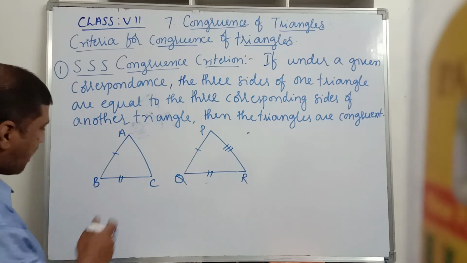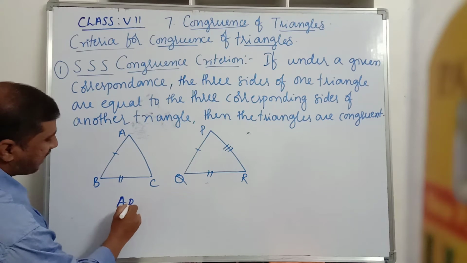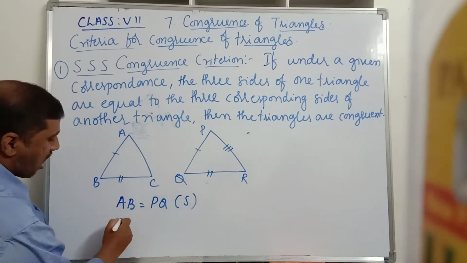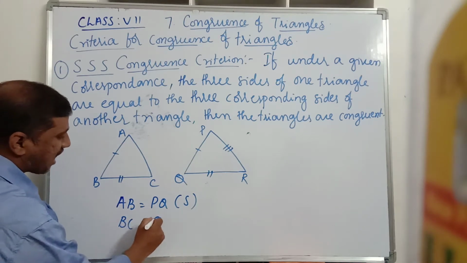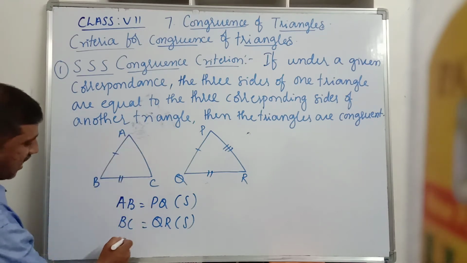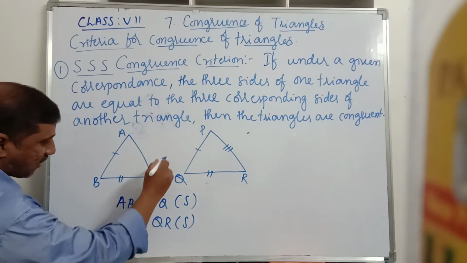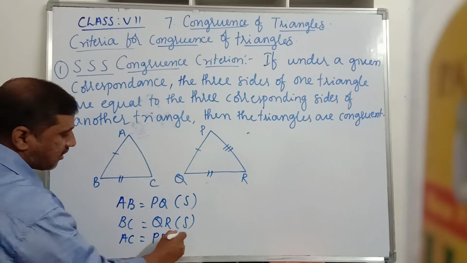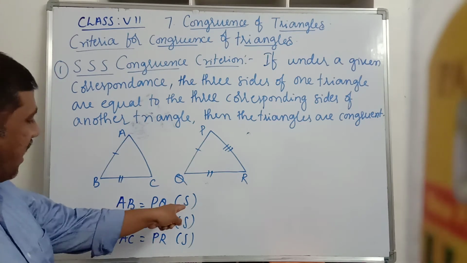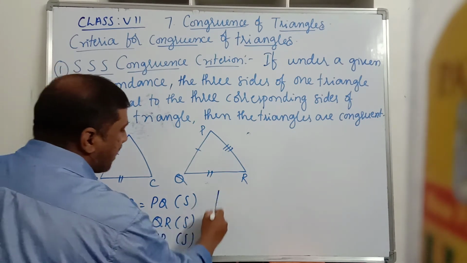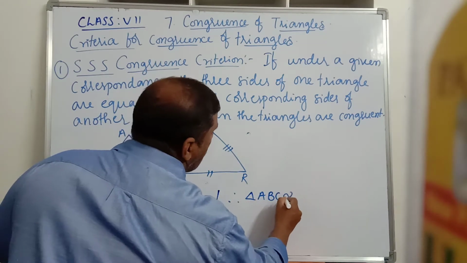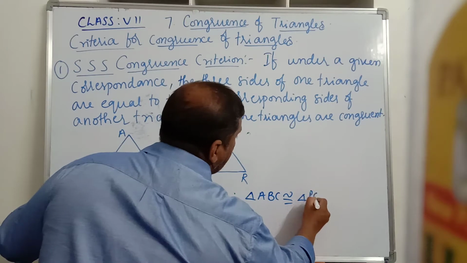So now in these triangles, side AB is equal to side PQ, and side BC is equal to side QR. And the length of AC is equal to the length of PR, that is S. Here S stands for side. So now by SSS congruency, we can say therefore triangle ABC is congruent to triangle PQR.